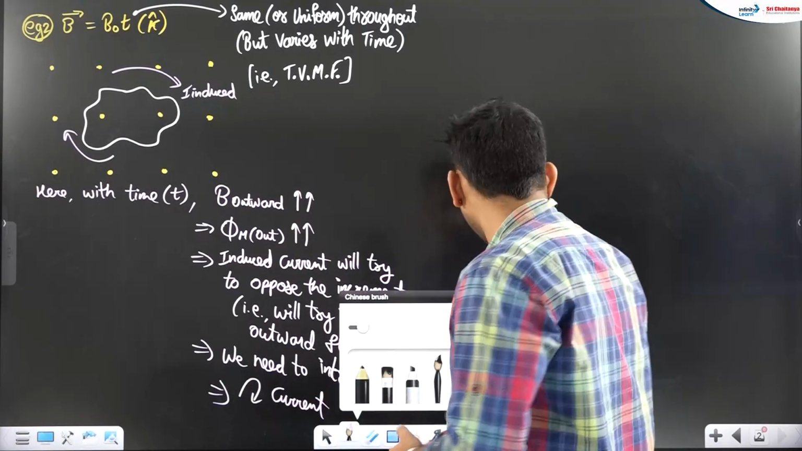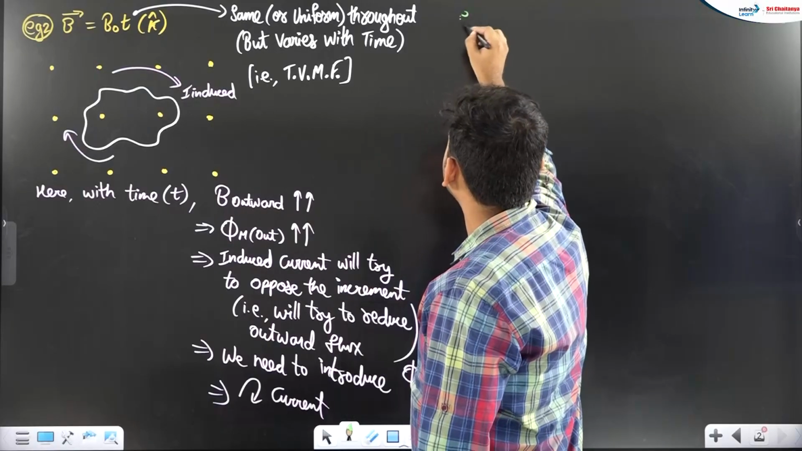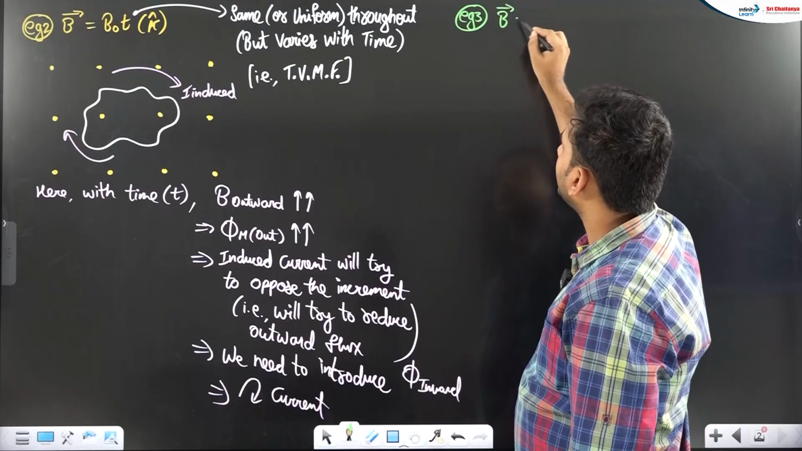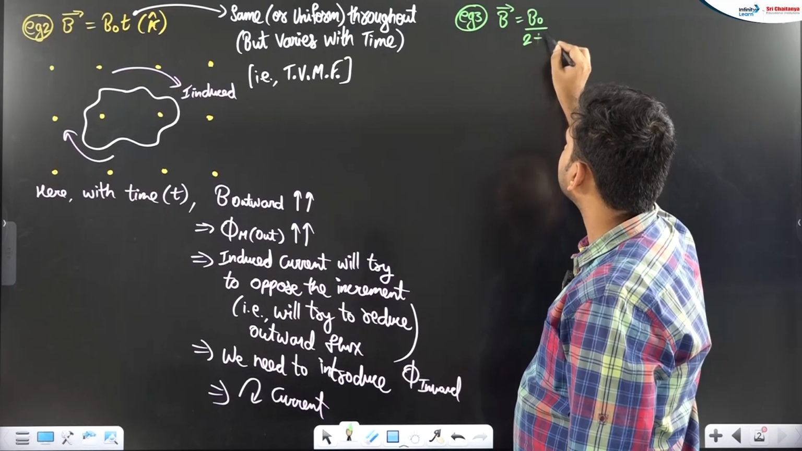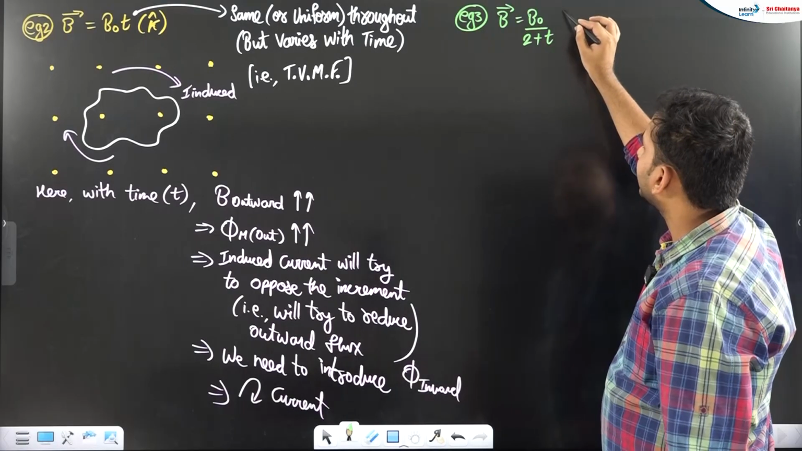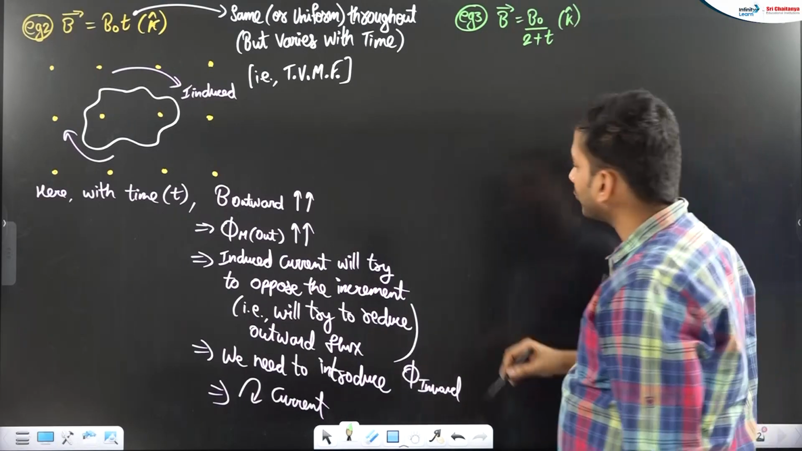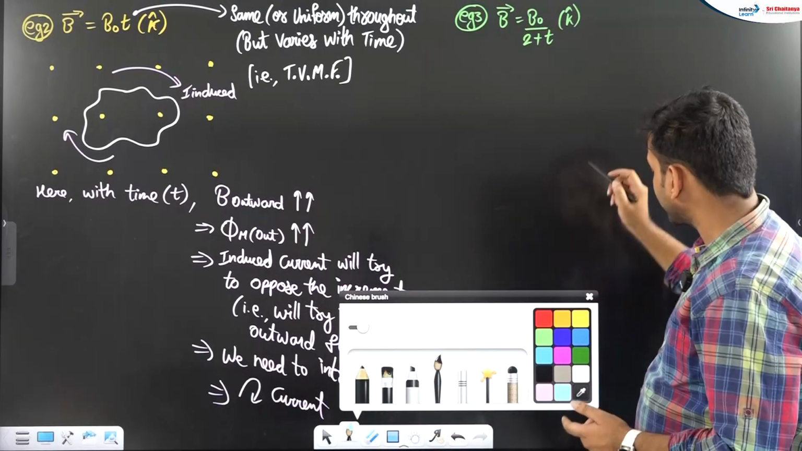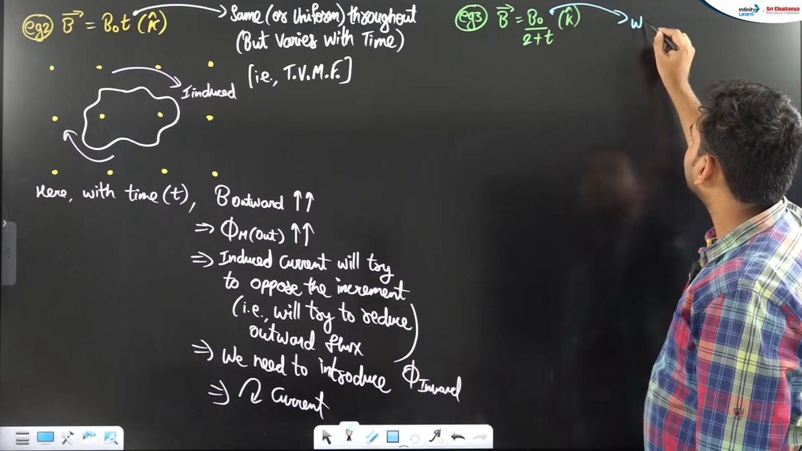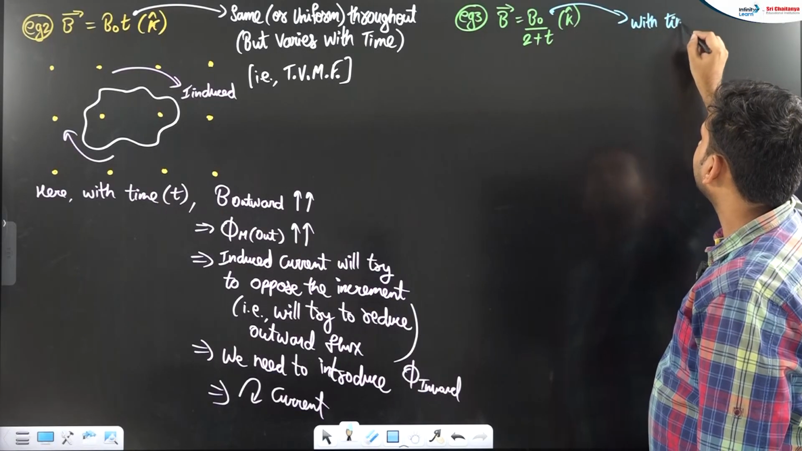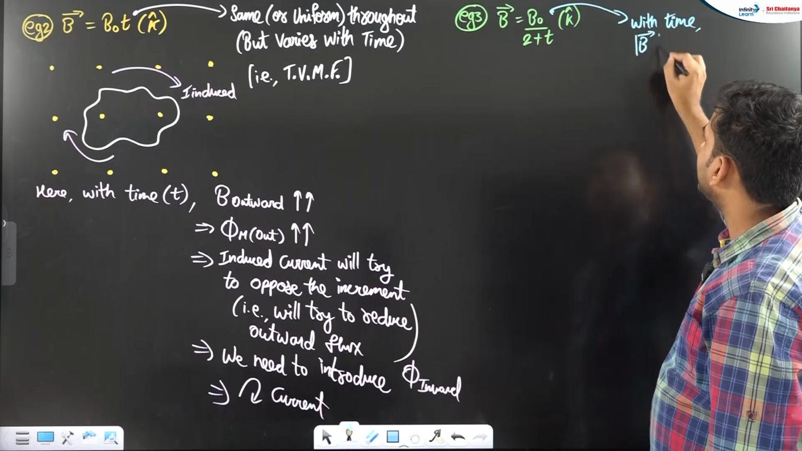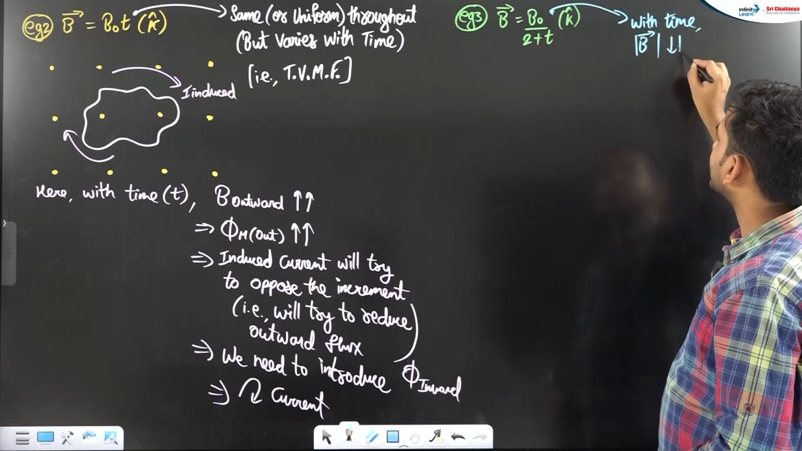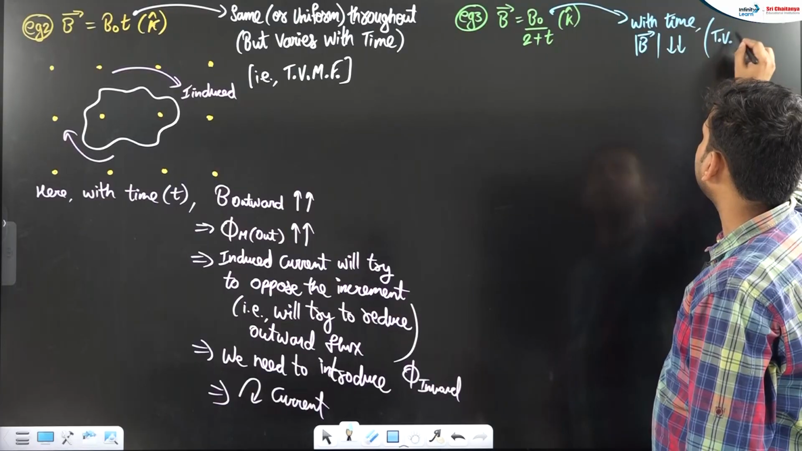Let us see one more time. I am talking about example 3. In this example 3, you will say B vector will be equal to B naught by 2 plus T, and it is K cap only. This is some expression of magnetic field. Here if you notice what is so special regarding this magnetic field, you will find that with time, the strength of magnetic field, B magnitude, because the denominator will keep on increasing, so the overall fraction will keep on decreasing. The strength will decrease.